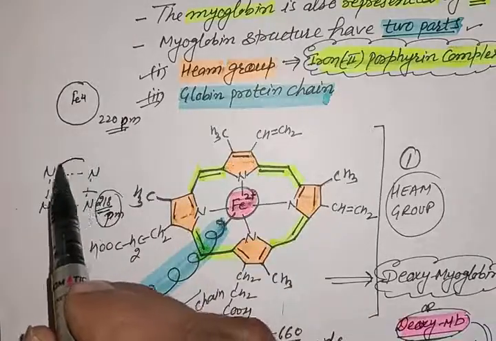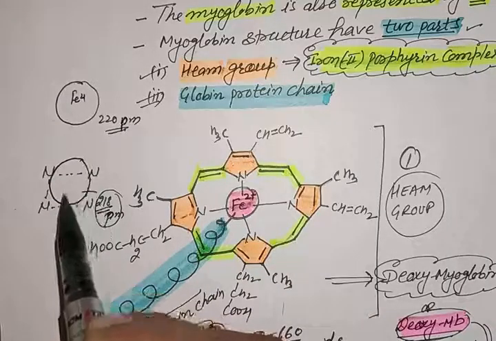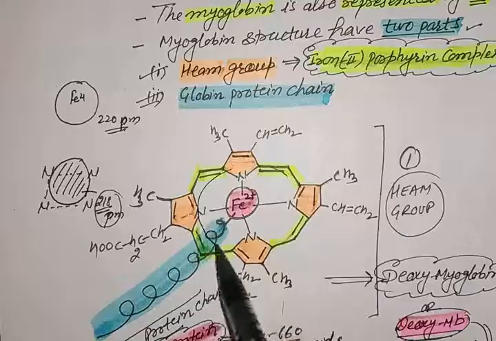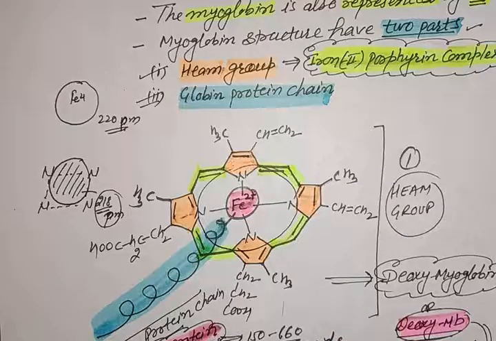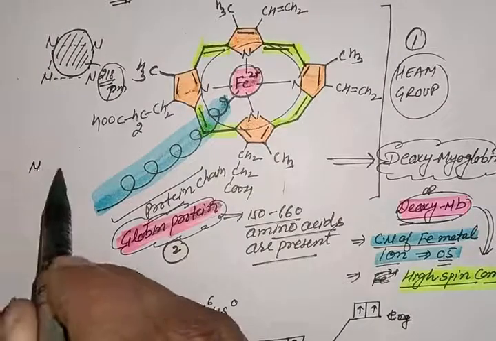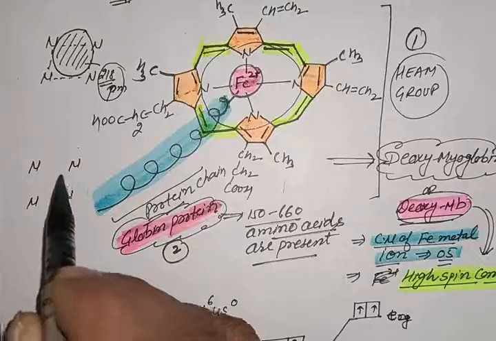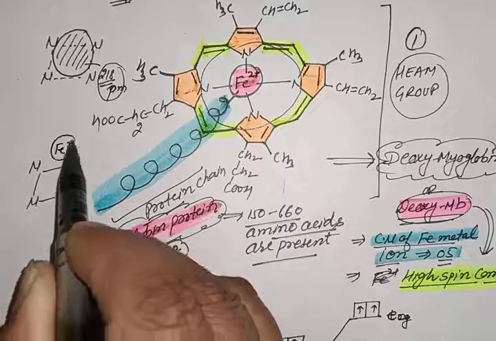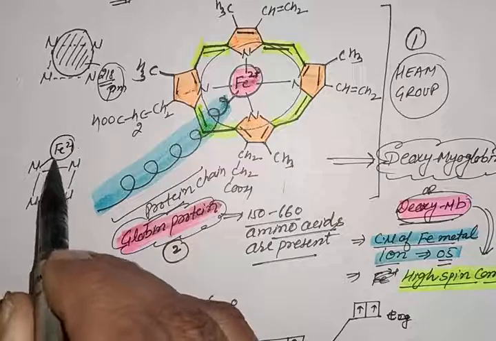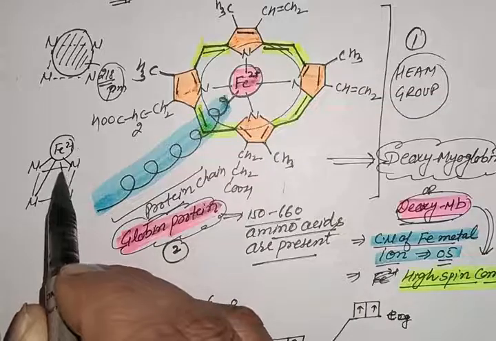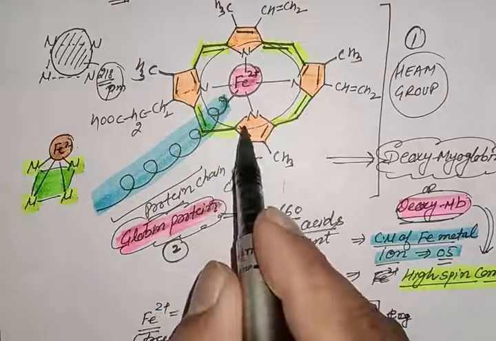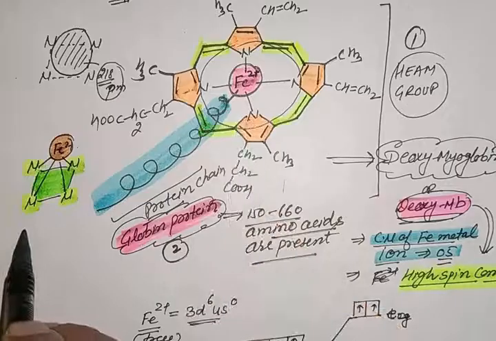So the metal ion is not inserted in the cavity. It remains above the surface of the cavity, or above the plane of this pyrrole ring. So in this case the geometry of the complex is square pyramidal. Suppose these are the four nitrogen atoms of the pyrrole rings and this is the size of the cavity, and the Fe2+ metal does not fit or insert in this cavity, so it is present above the plane of this cavity. So in the case of deoxymyoglobin, the geometry of the complex is square pyramidal.